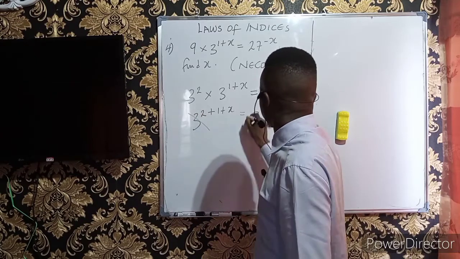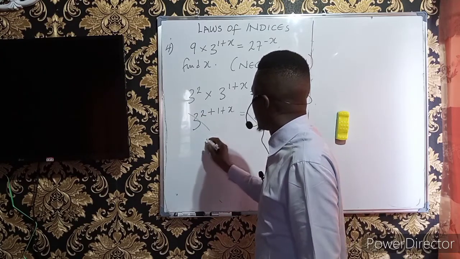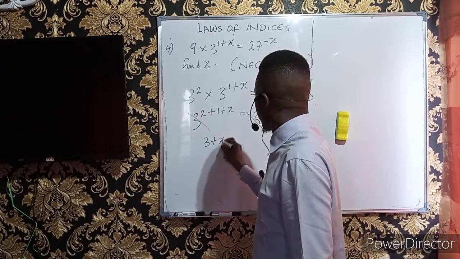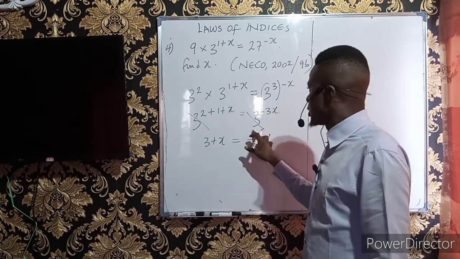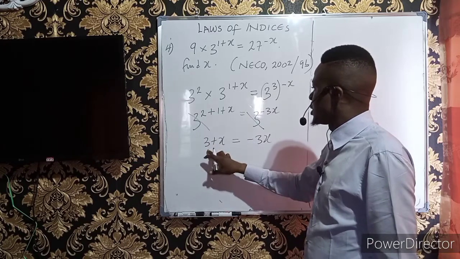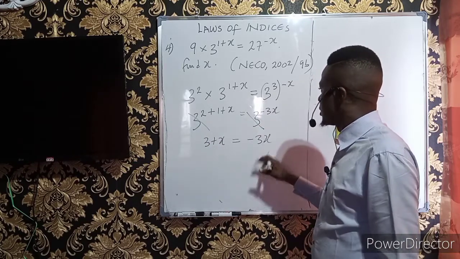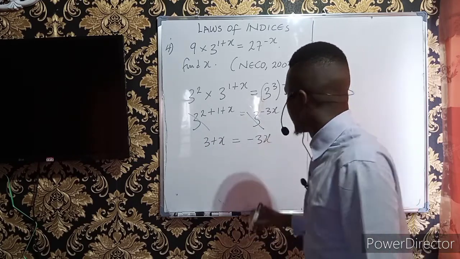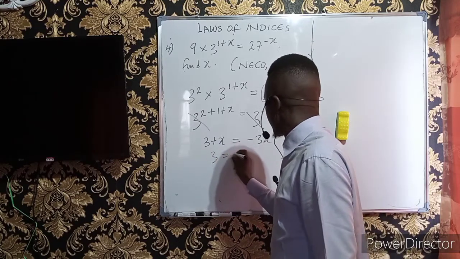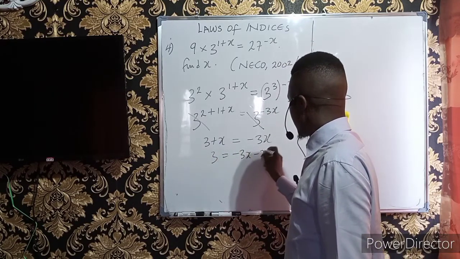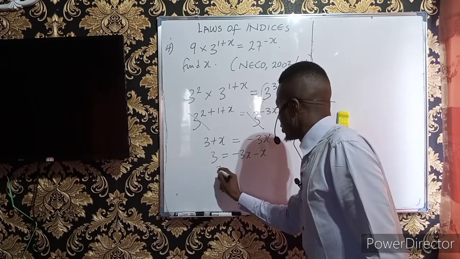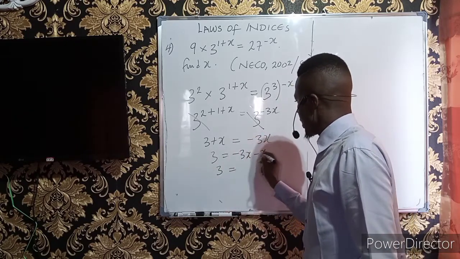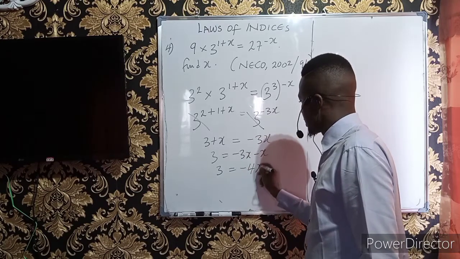Now, this 3 will cancel this 3. I'll have 2 plus 1 is just 3 plus x equals minus 3x. I kill the bases to have the powers. 2 plus 1 is 3x, then minus 3x. Collect like terms, I shall have that 3 equals minus 3x minus x, because when this plus x crosses over, it turns to minus. So 3 will give us minus 3x minus x is minus 4x.